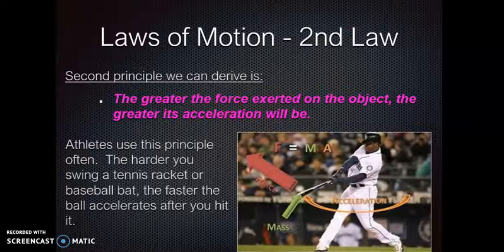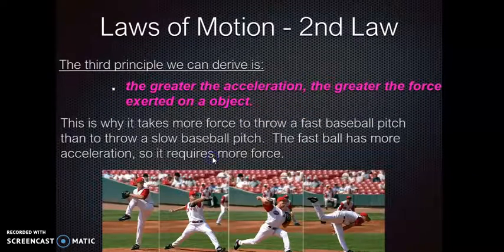So the greater the force, the harder I swing the bat, the greater the acceleration of that ball once it is hit. It will send that ball flying a lot faster than if I was just to do a really rinky-dink kind of swing. Third principle, the greater the acceleration, the greater the force put on an object. So if I throw a fast pitch, I am moving my arm as quick as possible, whereas if I'm throwing a slow pitch, it's still moving fast, but definitely not as fast as a fastball pitch, okay?